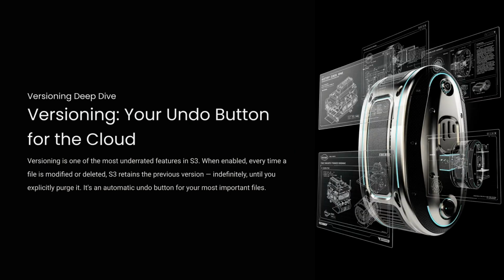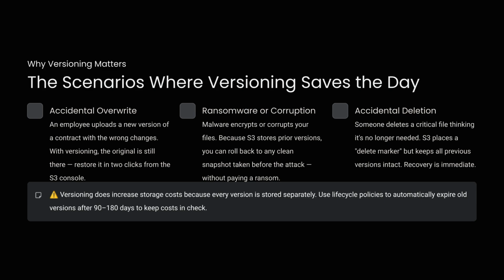Versioning is your undo button for the cloud. When enabled, S3 retains the previous version every time a file is modified or deleted, indefinitely, until you explicitly purge it. This is highly recommended for important files. Versioning saves the day against accidental overwrites, enabling you to restore originals easily.